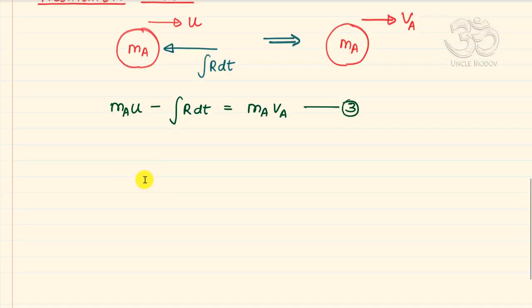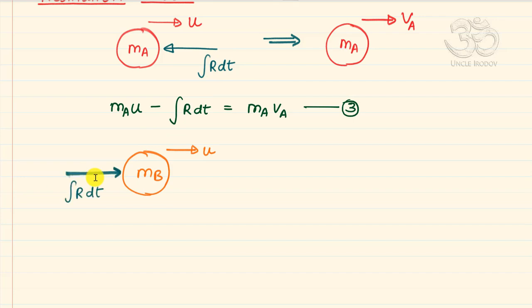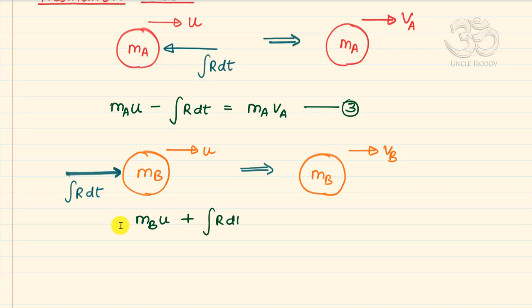And finally, what happens to object B? There is this object B of mass mb, which was traveling with a velocity u in the forward direction, and it experienced the same force and so the same impulse in the forward direction. So you have integral R dt in the forward direction, and at the end of this entire process, B has a velocity vb in the forward direction, and the mass of B is mb. So what equation can I have now for this object B? The equation is mb times u plus integral R dt is equal to mb vb.